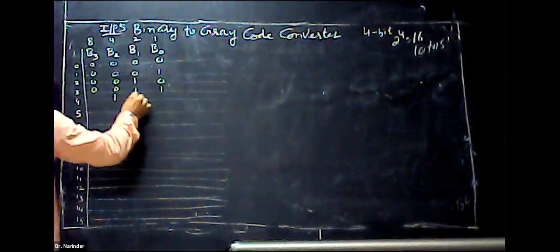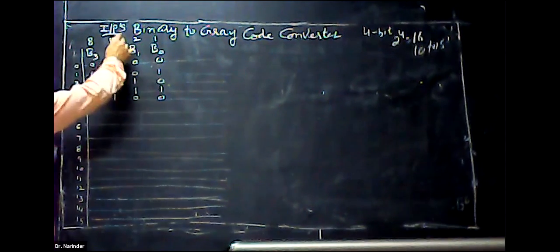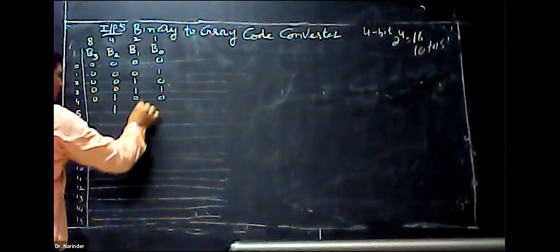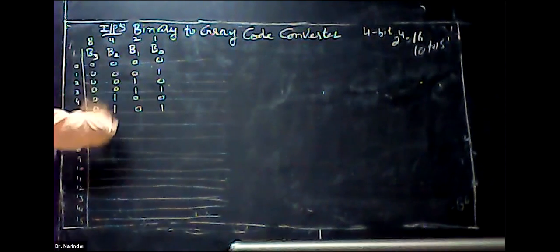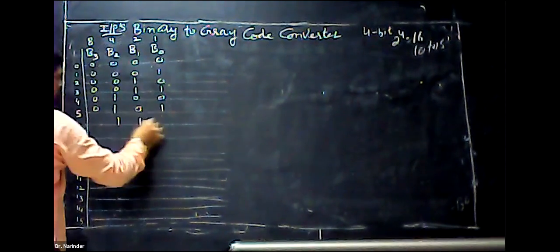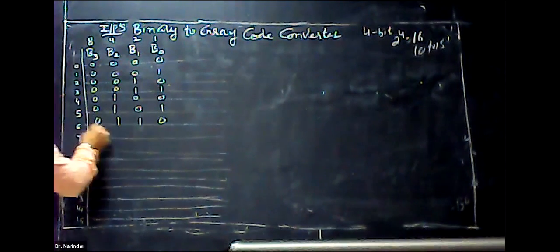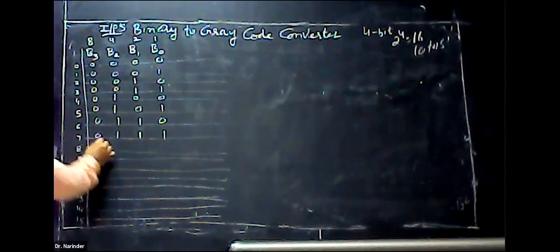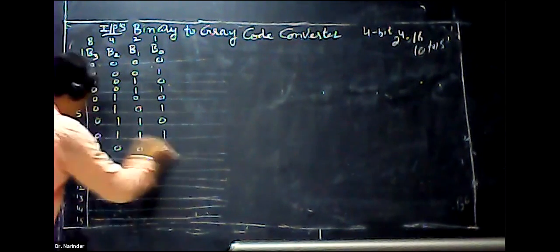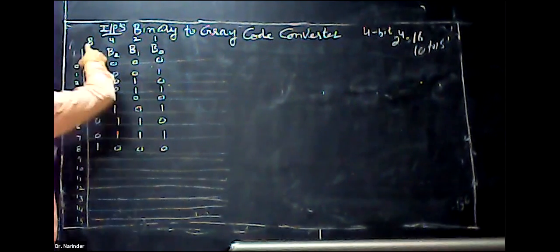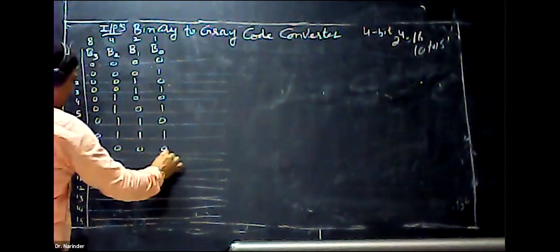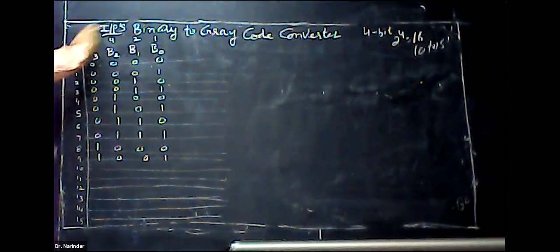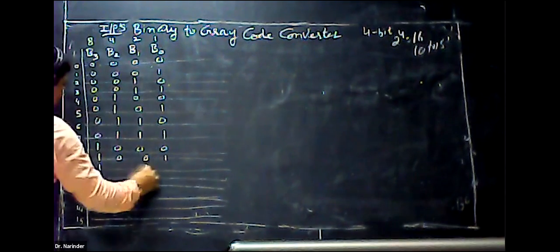4 under 4, you write 1. 5 is a combination of 4 plus 1, so under 4 and 1 you write 1. 6 is a combination of 4 plus 2. 7 is 4 plus 2 plus 1. 8, under 8, you write 1. 9 is a combination of 8 and 1, under 8 and 1 you write 1, rest is 0. 10 is composed of 8 and 2. Under 8 and 2 you write 1, rest is 0.